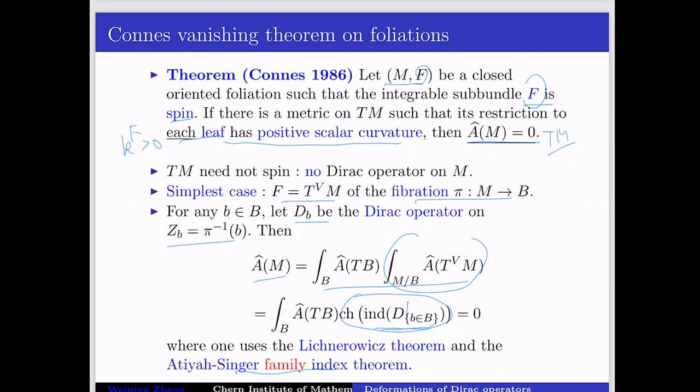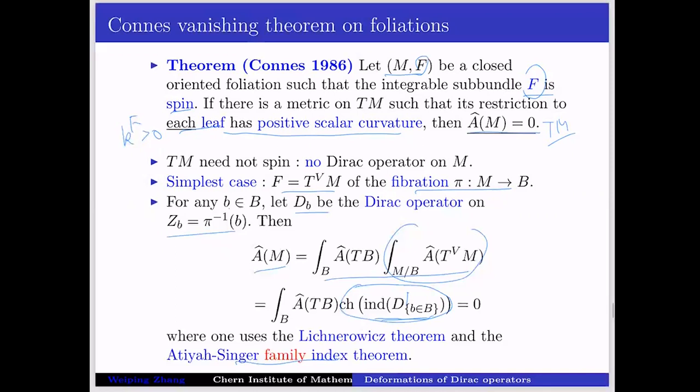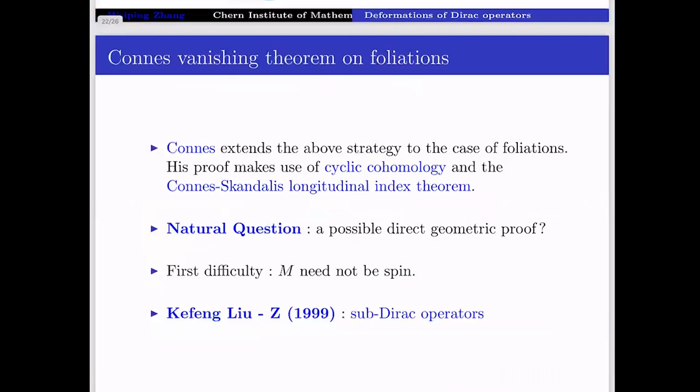So in the simplest fibration case, you use Atiyah's family index theorem to prove this vanishing. Then Connes extends this to the case of foliations. This proof makes use of cyclic cohomology and the Connes-Skandalis longitudinal index theorem. But for geometers, nothing is worth a difficulty. As I mentioned, M need not be spin. So Kefeng Liu and I, years ago, tried to do this. The first step is to overcome this non-spin difficulty. We construct what we call the sub-Dirac operator.